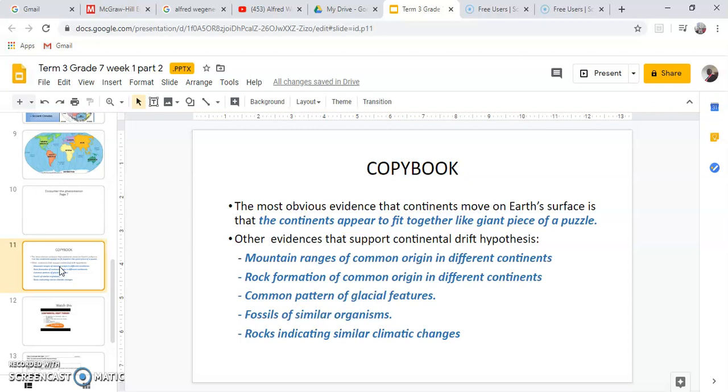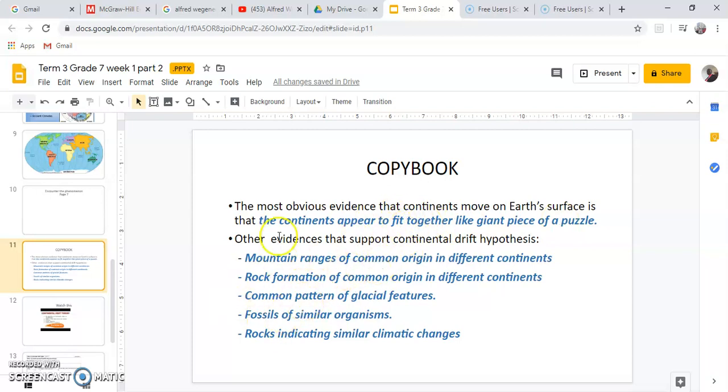Now, I've tried to make a summary of them here. The most obvious, most important evidence is the fact that the continents appear to fit together like giant pieces of a puzzle. I explained that when I showed you the puzzle map there. So this is the basic evidence.